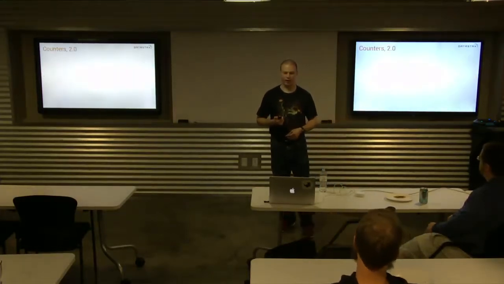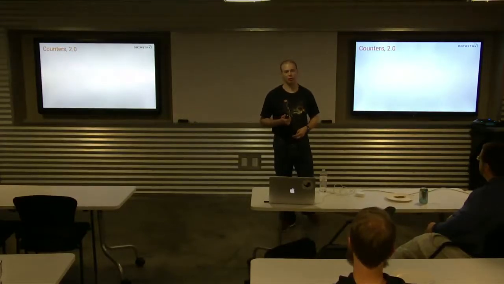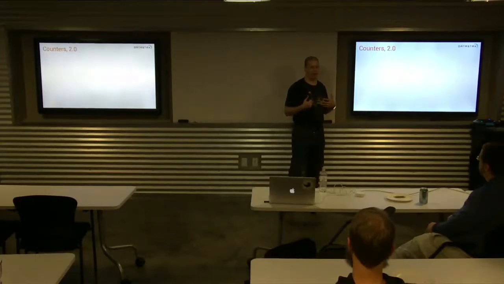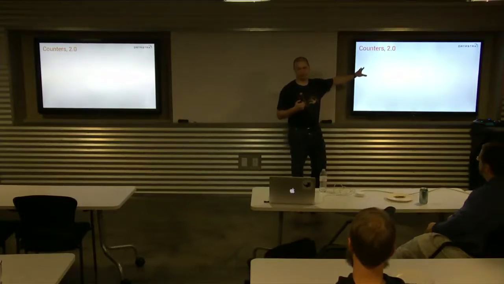On the operational side, 2.0 was the last version of bad counters. And by bad counters, I mean specifically that counters were not idempotent within a node. So is that big enough that you guys can read it in the back?